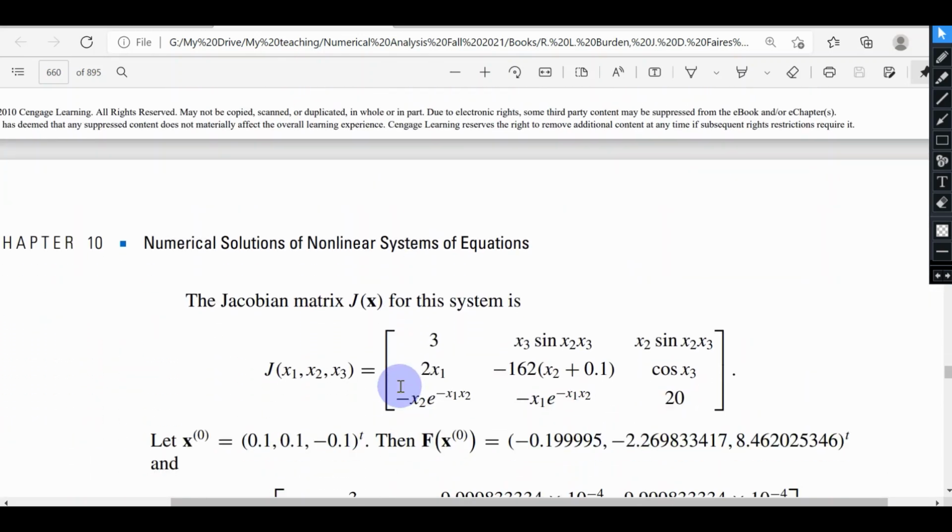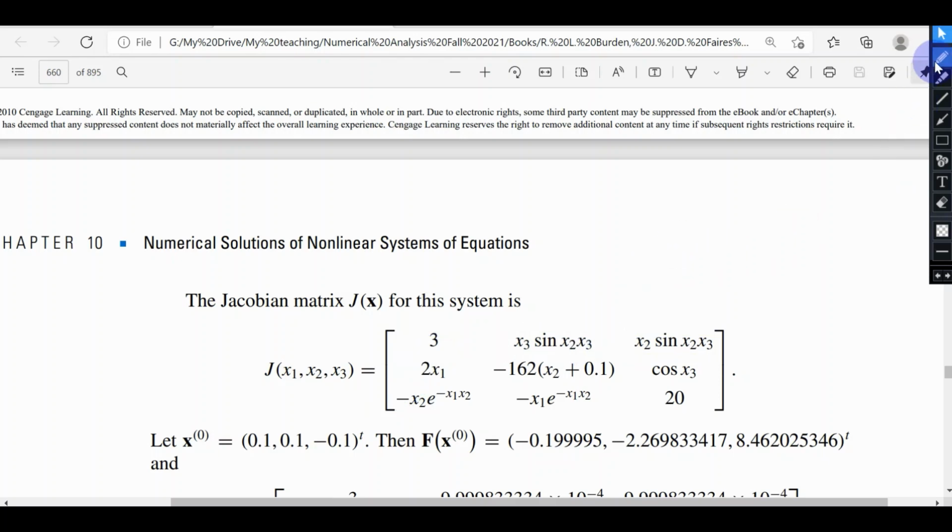Okay, let's compute the Jacobian. The Jacobian will be the matrix which will find the partial derivative of all the f with respect to all the variables x1, x2 and x3. So these three came from partial f1 by partial x1. This is partial f1 with respect to x2, and this is partial f1 with respect to x3. Similarly, this row is for f2, all the partial derivatives of f2 with respect to all the variables x1, x2, x3, and this is for f3. So this is my Jacobian matrix.